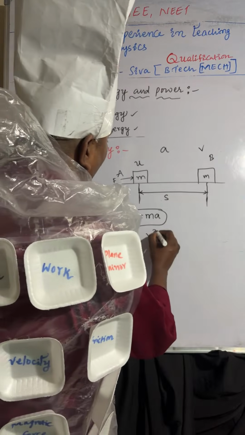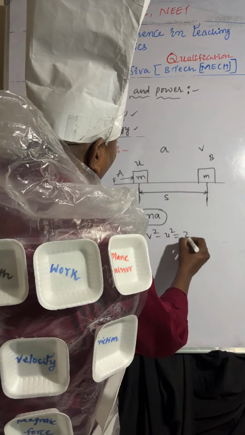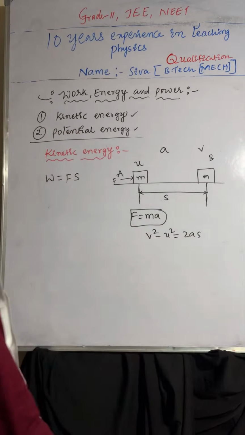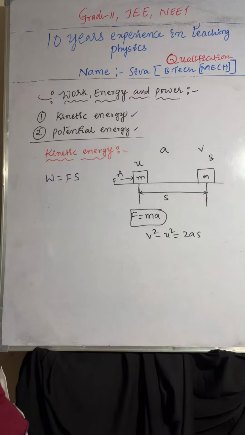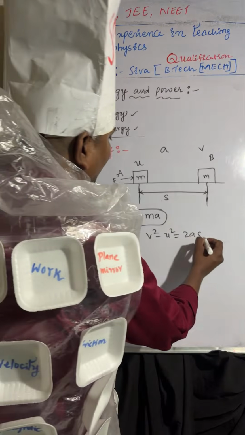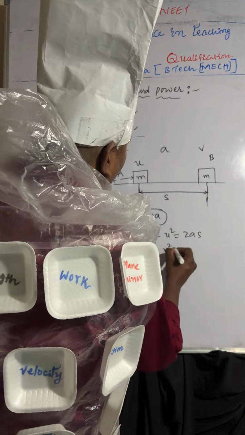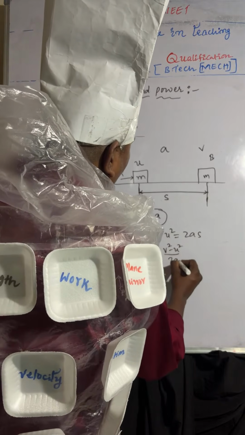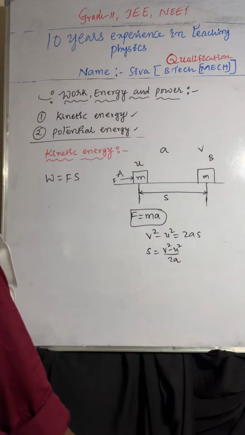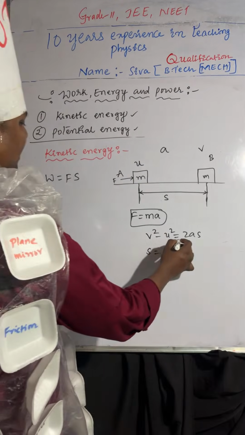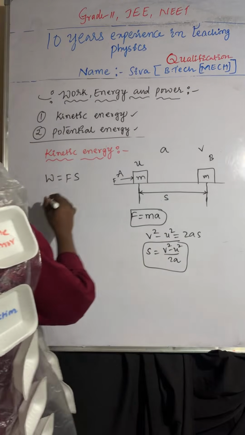So we know v square minus u square equal to 2as from the equation of motion. So from here, s equal to v square minus u square by 2a. So we can use this formula and substitute here.